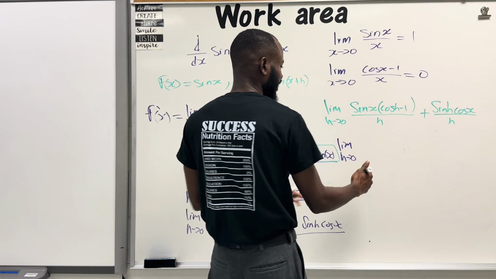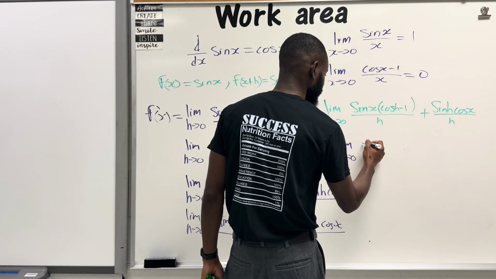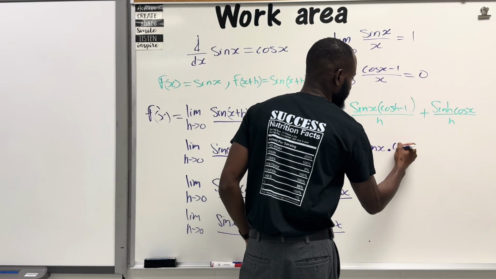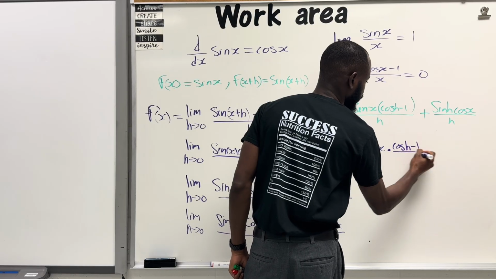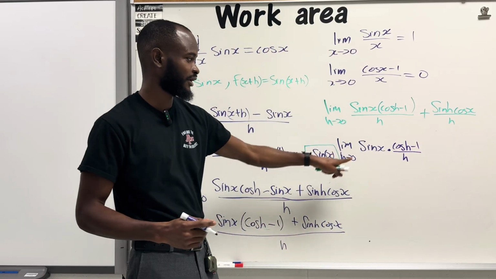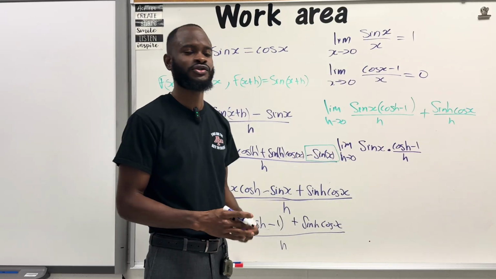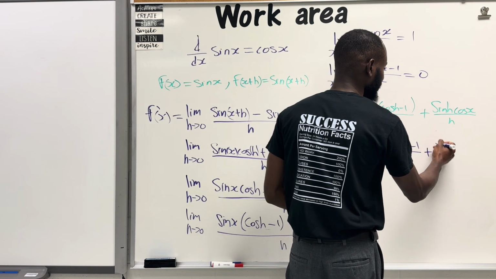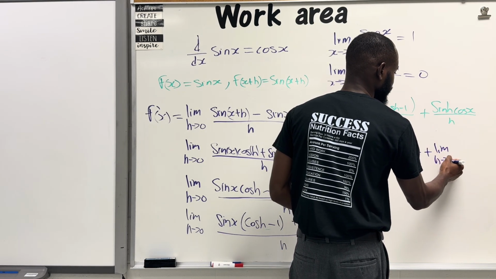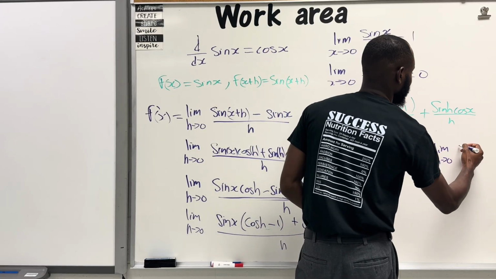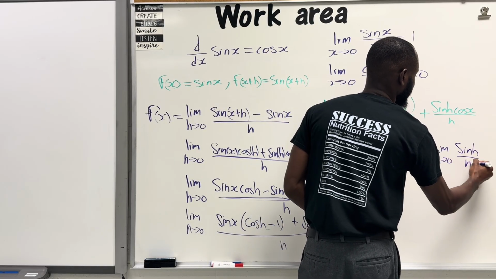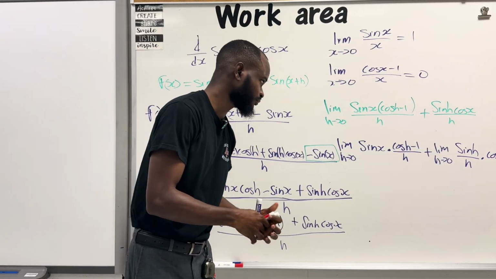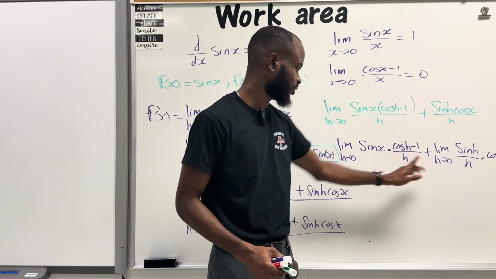So I'm going to take the limit as sine x, right, times cos of h minus 1 over h. That's the same thing as what we have here. I just write that so I could get it in this form right here. And then we're adding that to the limit as h tends to 0 of sine h over h times cos x. So again, the limit of the sum is the sum of the limits.